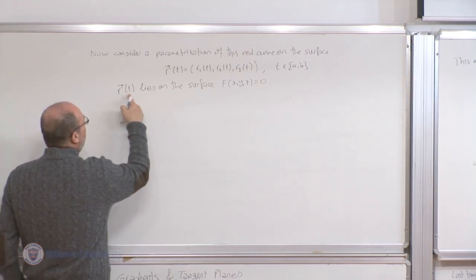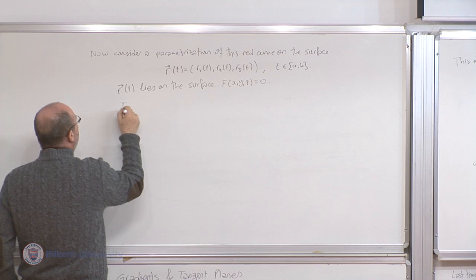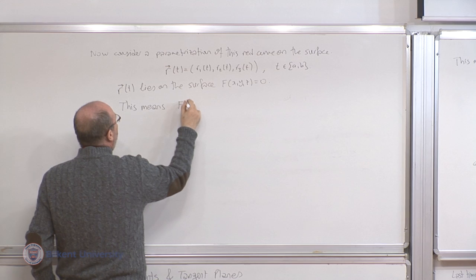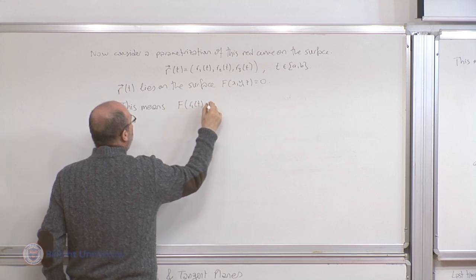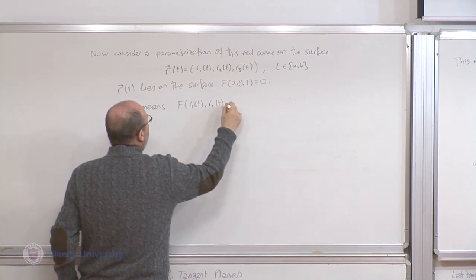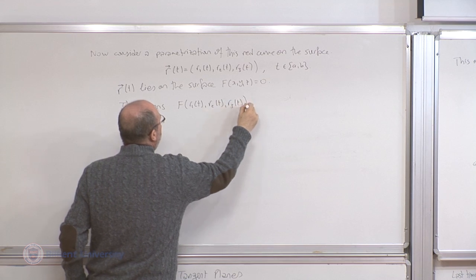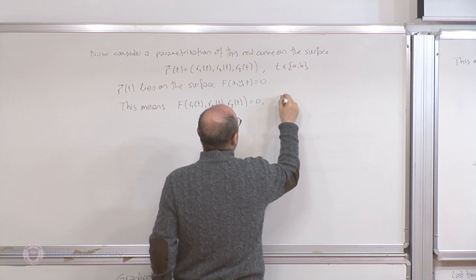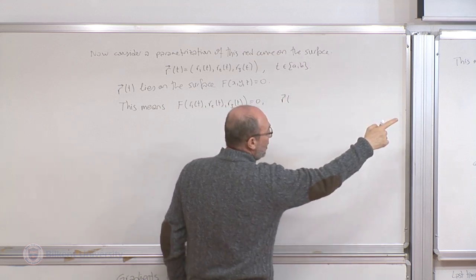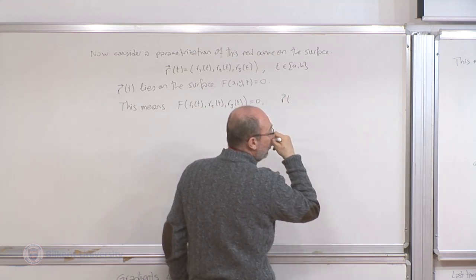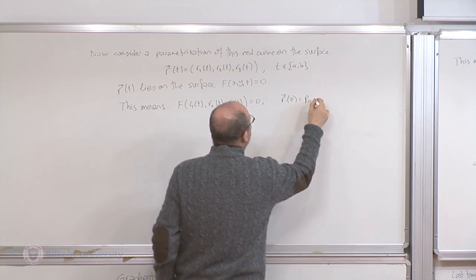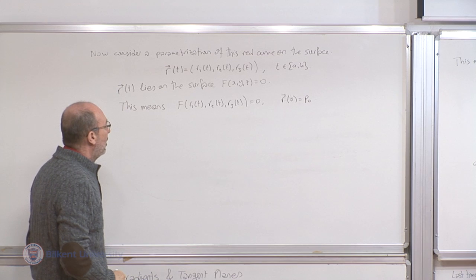So this means this lies on the surface. This means f(r1(t), r2(t), r3(t)) is equal to 0, where t is in this neighborhood. And we also translate that at t equals 0, this thing passes through the point p sub 0. So we also translated that.